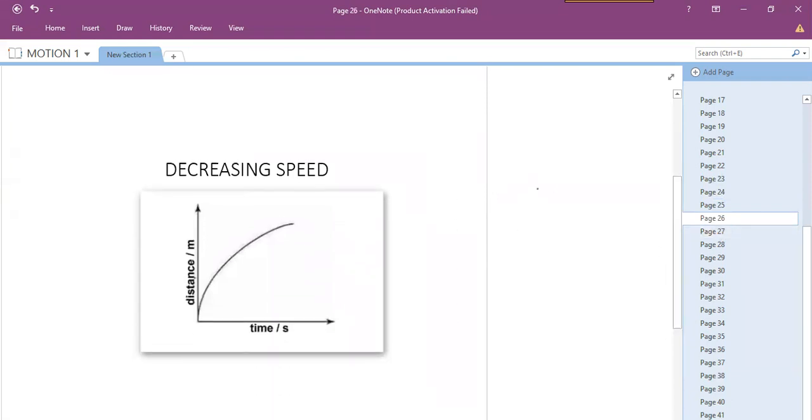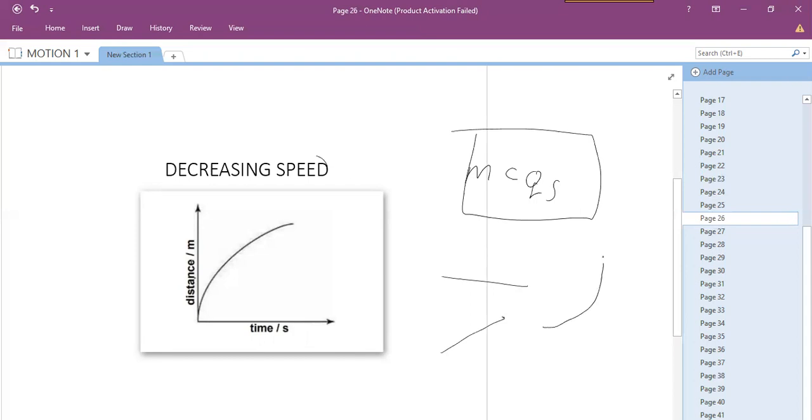These graphs are usually for your MCQs. When it comes to actual calculation questions, they are going to bring speed time graphs. So in summary, on a distance time graph, if you see distance on your y-axis and time on your x-axis, that's a distance time graph. A straight line means no motion, a slope like that is uniform speed, an increasing slope is increasing speed, and a declining slope like that is decreasing speed.